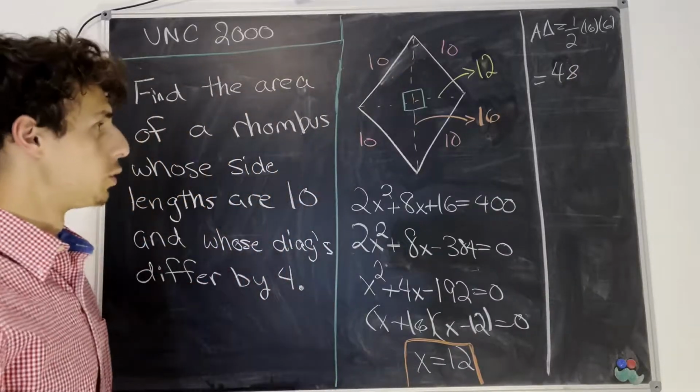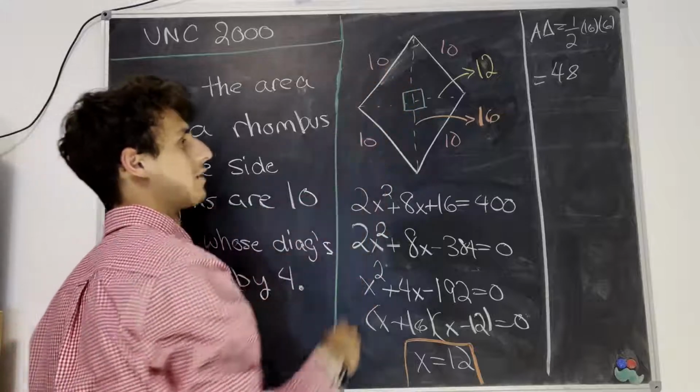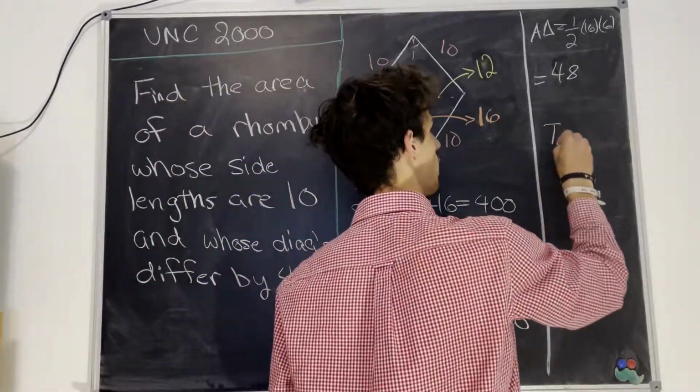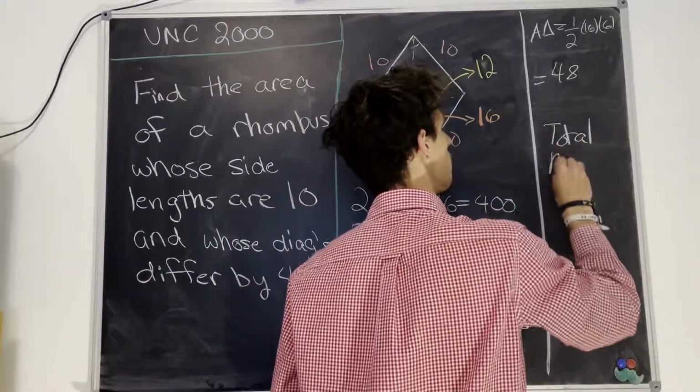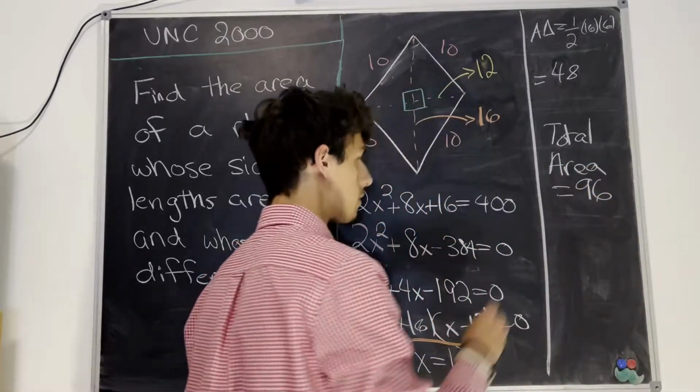But now notice we have 2 of these triangles. We have this right-hand side triangle that I've been pointing to, and we also have this left-hand side triangle. So our total area is equal to 48 times 2, which is 96. And that's enough for now.